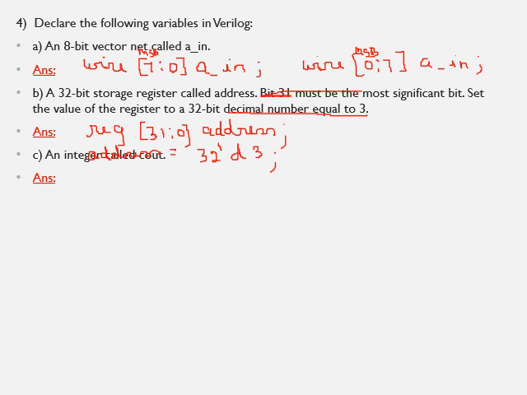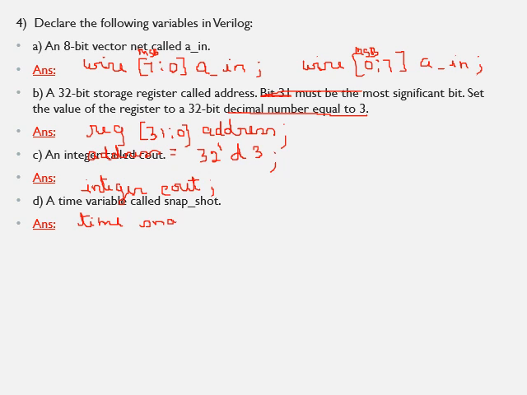Next one, an integer called cout. Integer is the keyword to declare an integer, and the name of the identifier is cout. Next, a time variable called snapshot. To declare a time variable, time is the keyword and the name of the identifier is snapshot.